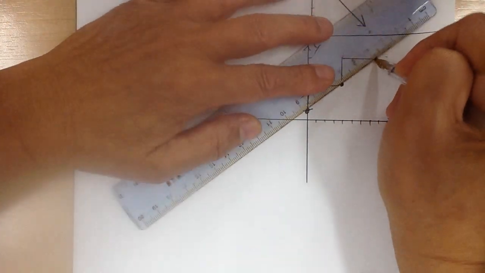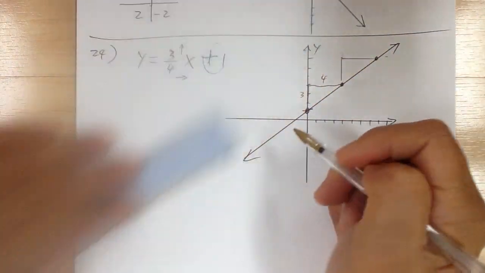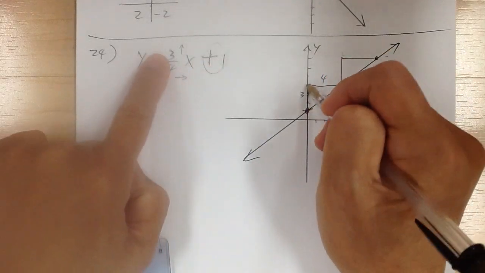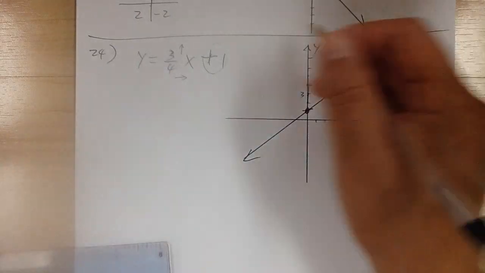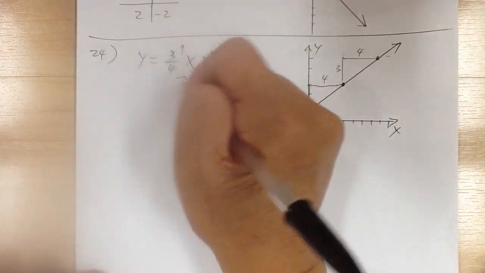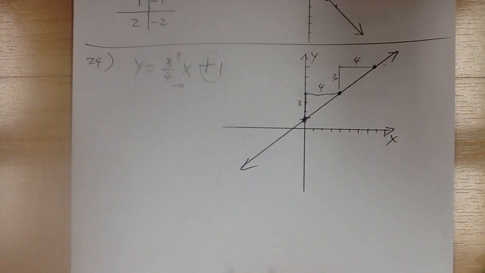It's a lot easier if you have graph paper. But again, that's what this is for. So 1 is your starting point, and you go up 3 over 4, up 3 over 4. Again, top number is for up and down, for the y, the bottom number is for the x to go sideways. Okay, next one.